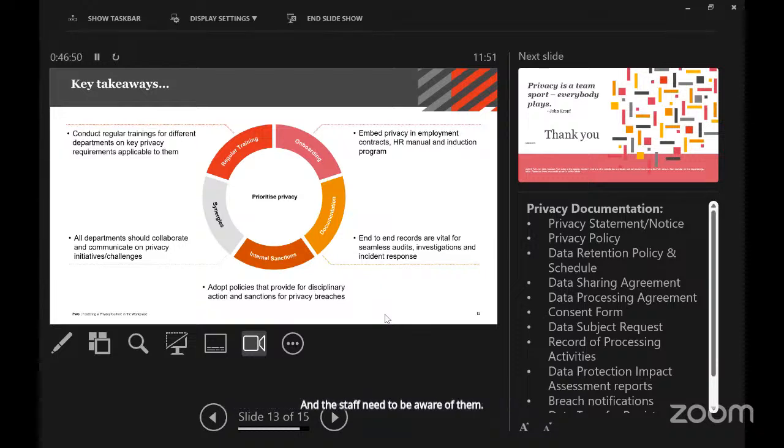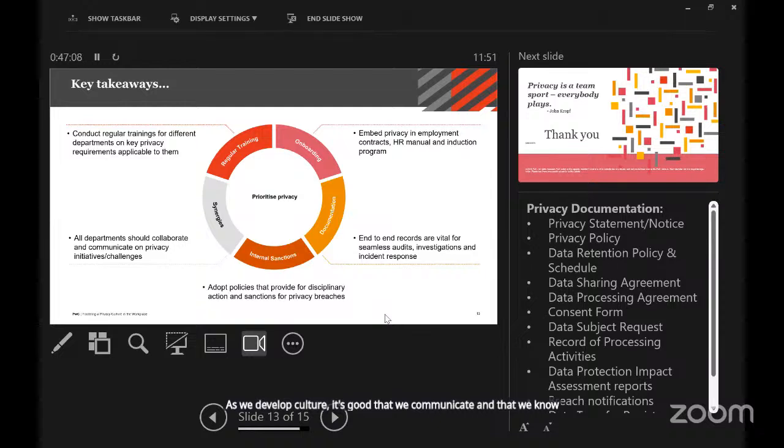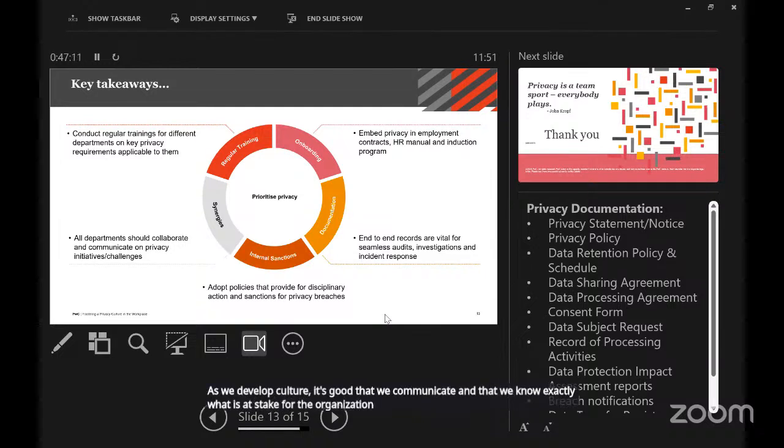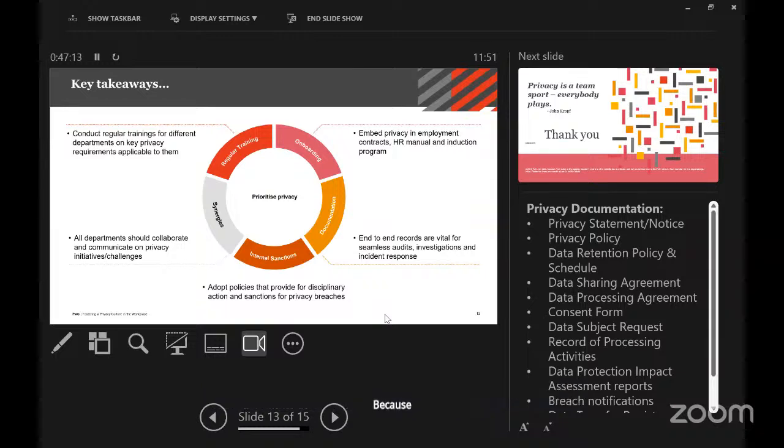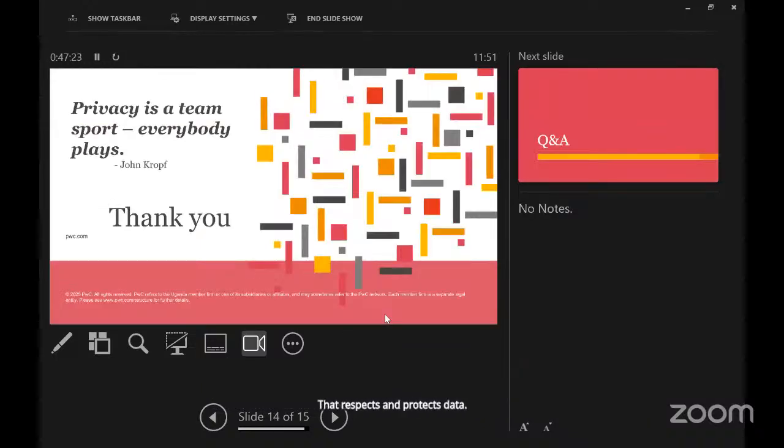Then, as I mentioned earlier, it's important that there are synergies within the organization and that departments are collaborating, communicating with each other, because the challenges you have in your department could be the challenges another department will have. So as we develop culture, it's good that we communicate and that we know exactly what is at stake for the organization, but also for ourselves, because there are also personal consequences like criminal action. So it's good that we communicate and that we help each other to build that culture that respects and protects data. So as I mentioned, privacy is a team sport.